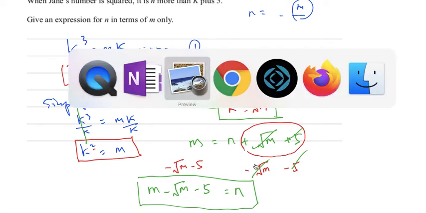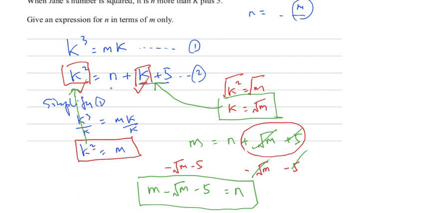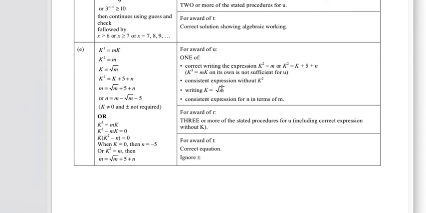Let's have a look at the marking so that we understand what's going on. Alright, so if you write down correctly the expression as this, that's a point of achieved. And if you have a consistent expression without k squared, what it means is if you turn that into this one, if we get rid of that k squared into m, that's also 1 point achieved. And if you turn k into square root of m, that's another point of achieved. If you satisfy one of them, it's an achieved point.